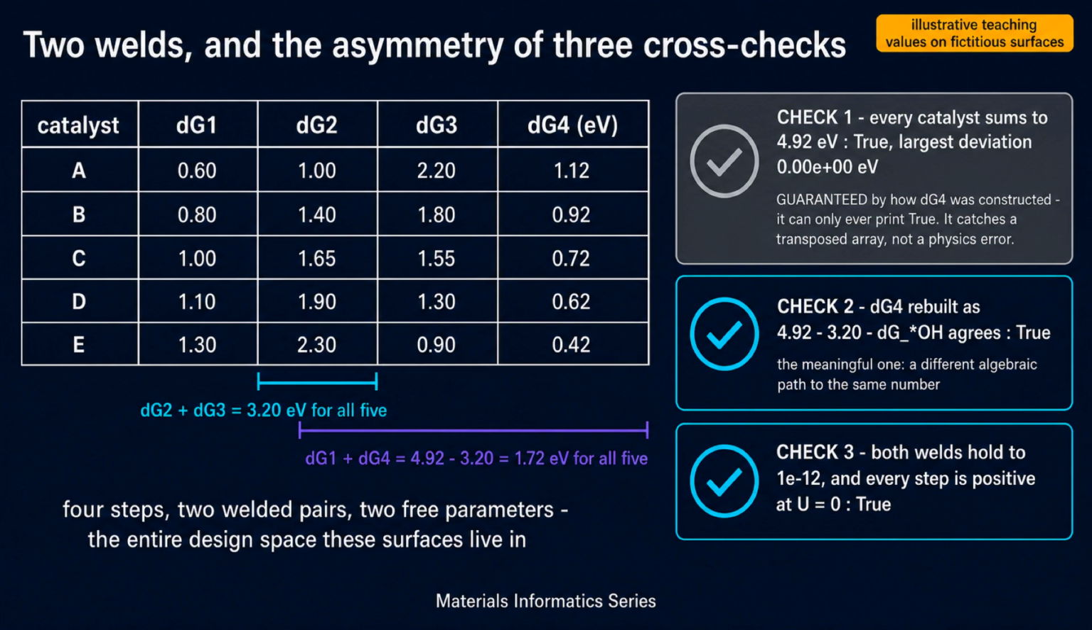Now the asymmetry of the checks, which is the lesson. The sum check is guaranteed by how the 4th step was constructed, so it can only ever print true with deviation 0. It catches a transposed array, not a physics error. The meaningful check rebuilds the 4th step by a different algebraic path and compares.